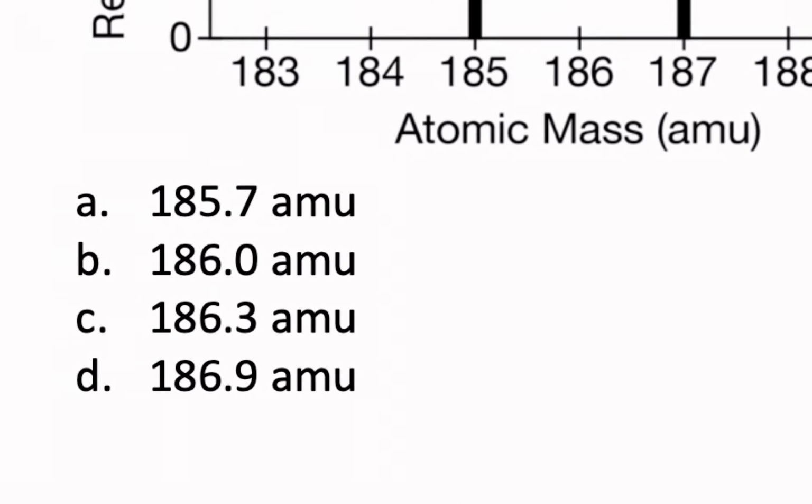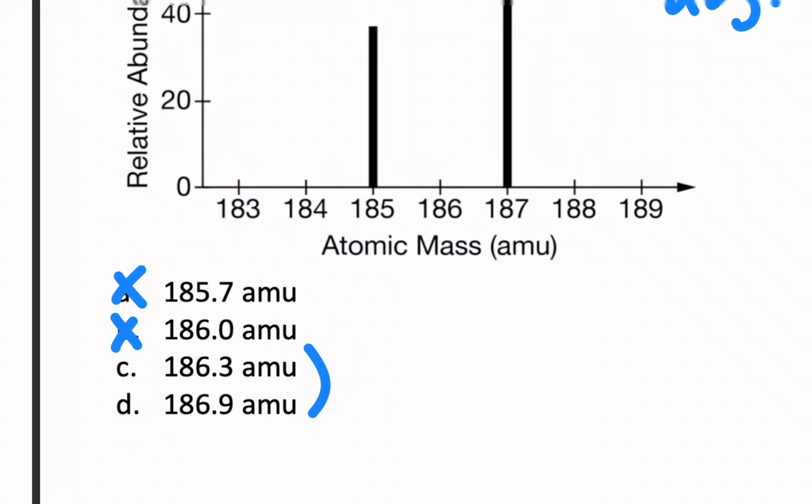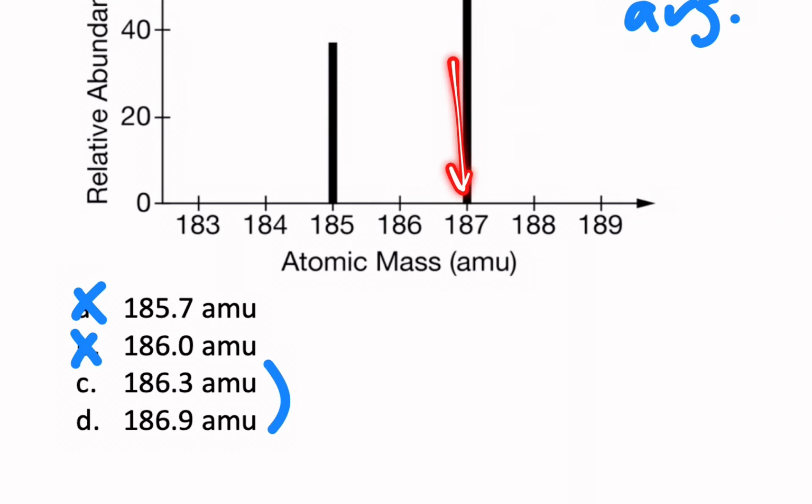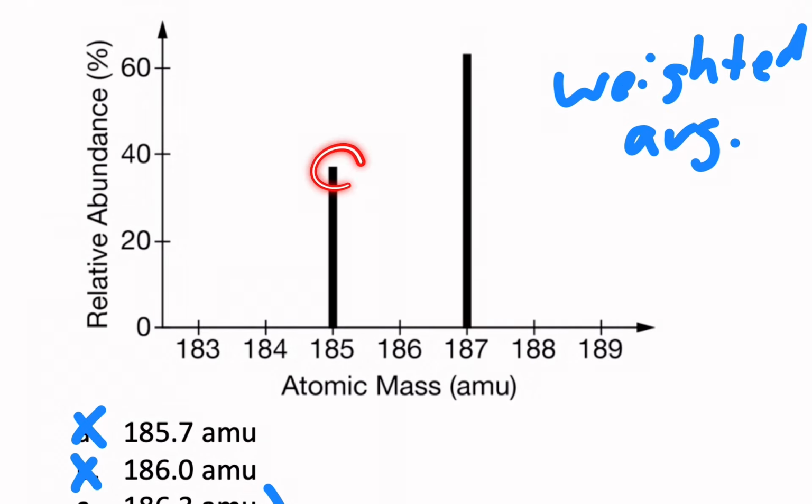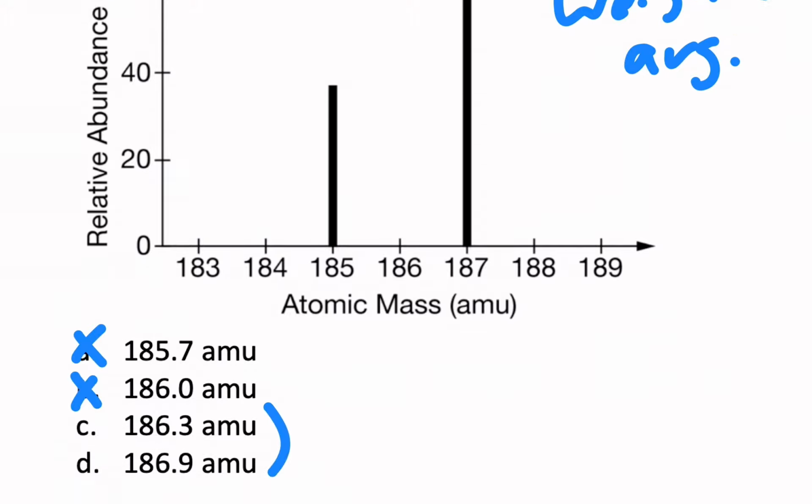So if I go to the choices, A and B are out. The only ones that are between 186 and 187 are C and D. And D just doesn't make sense because D is so close to 187. I can tell that the ratio is a 40 to 60 ratio, roughly, of the two isotopes.